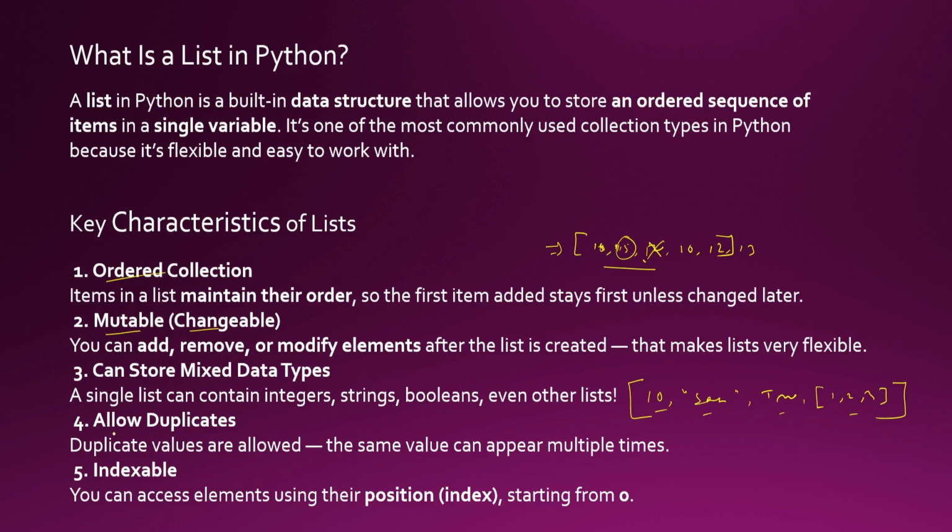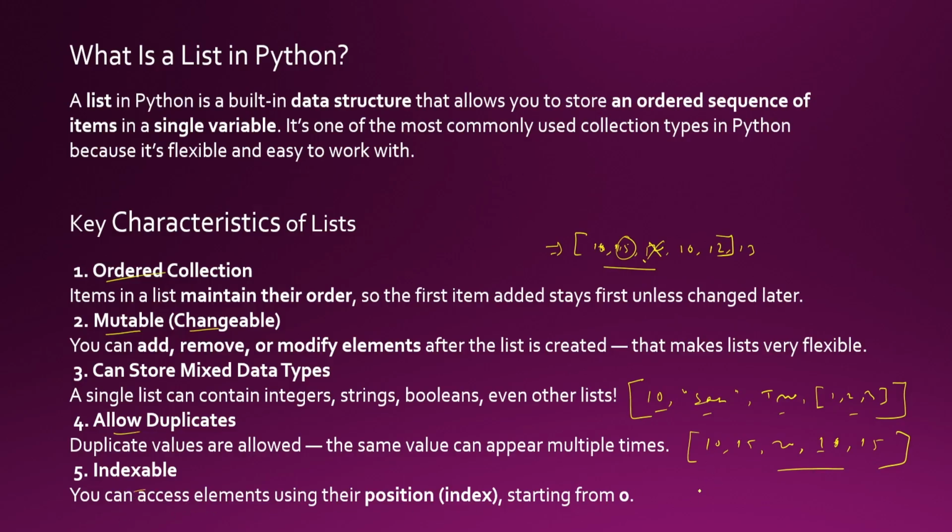Allow duplicates. Duplicate values are allowed. Basically, when you create a list 10, 15, 20, again we can mention 10, 15 like this. So we can include duplicate values in our list as well. Indexable. You can access elements using their position index.